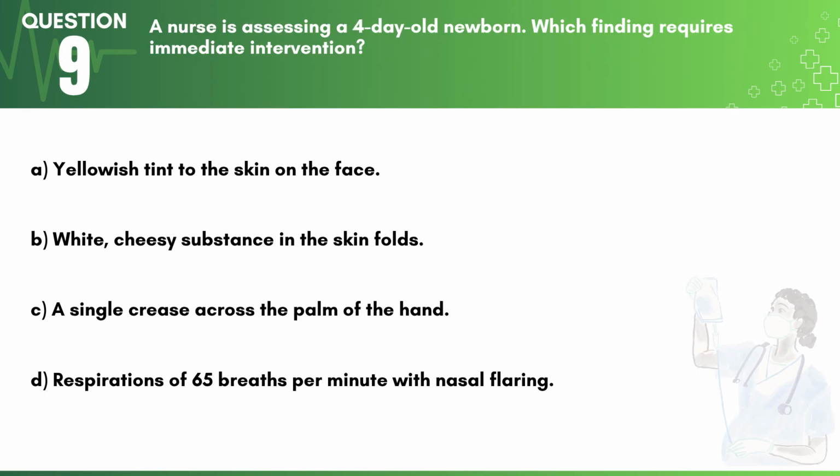Question 9. A nurse is assessing a 4-day-old newborn. Which finding requires immediate intervention? A. Yellowish tint to the skin on the face. B. White, cheesy substance in the skin folds. C. A single crease across the palm of the hand. D. Respirations of 65 breaths per minute with nasal flaring.